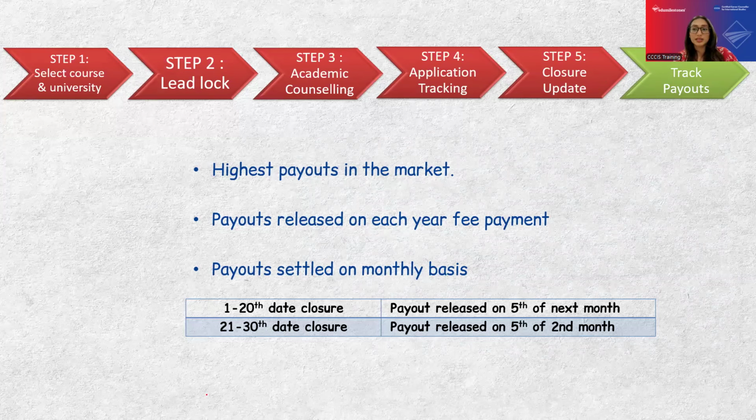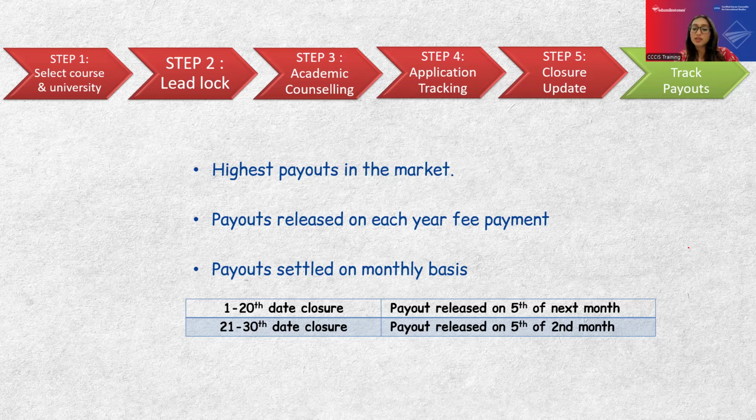Now, how are the payouts settled? If the admission happens in the first 20 days of any month, from day 1 to day 20th, then the payouts are released the very next month on the 5th. That is, within 10 days, your payouts are released, right? But if the admissions happen in the last 10 days of the month, from 21st to 30th or 31st, then your payouts will be released on the 5th day of the second month. So that's the cycle here, right?